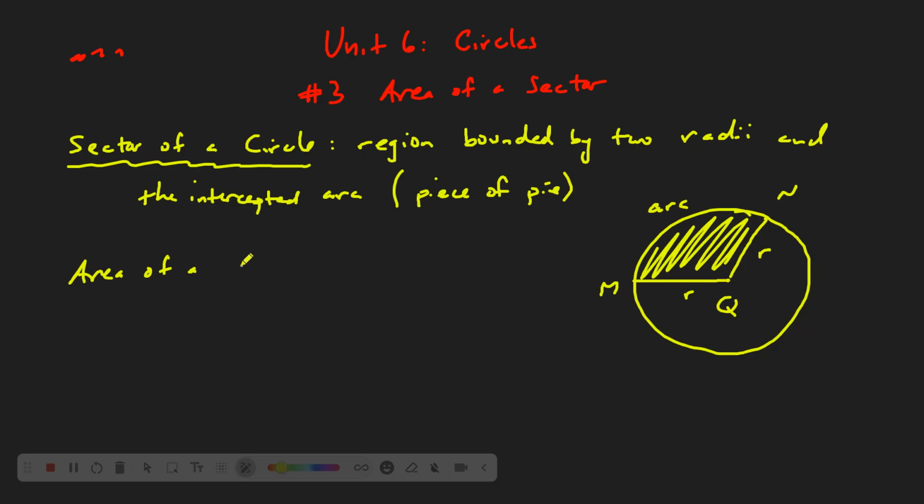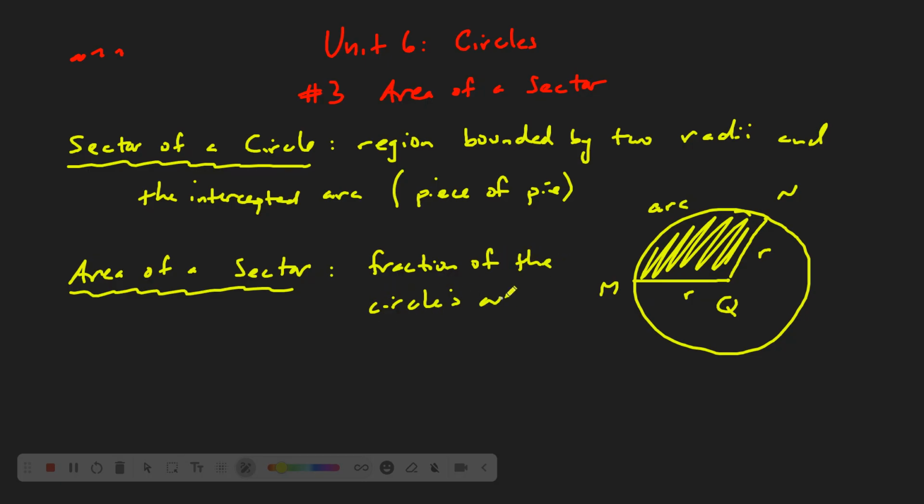Area of a sector. So just like arc length was a fraction of the circle's circumference, the area of a sector is a fraction of the circle's area. Okay. And again, there are two ways to think about this. One is proportionally, the other one is just using a formula. So the first way we'll talk about is the proportion way.